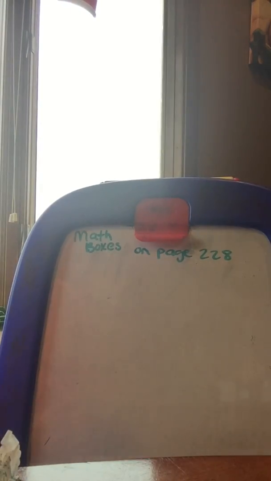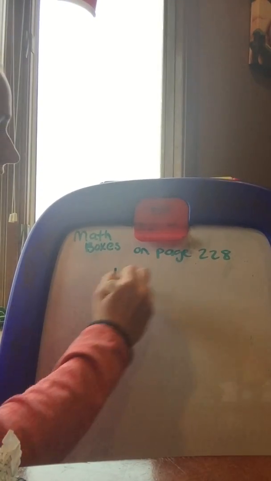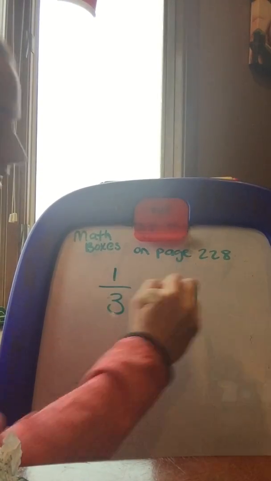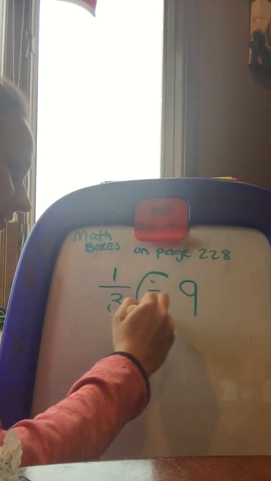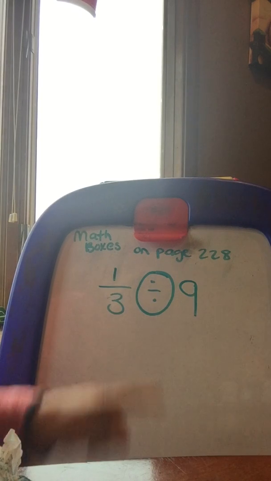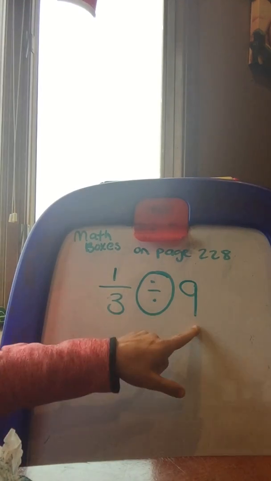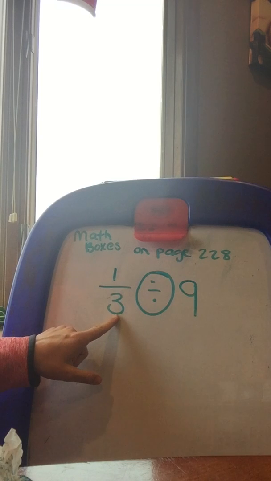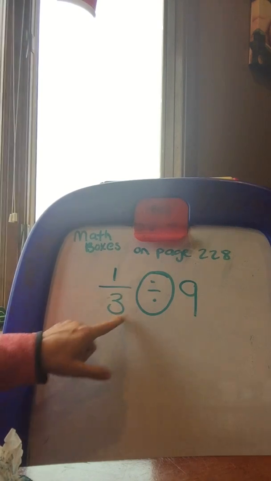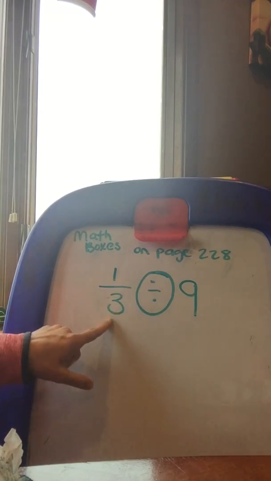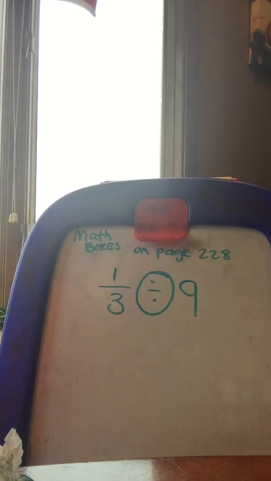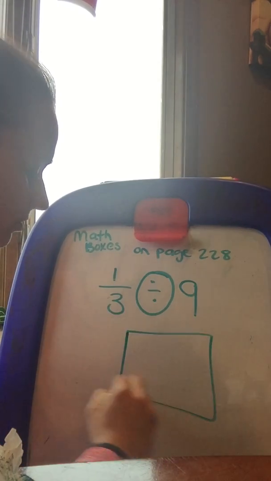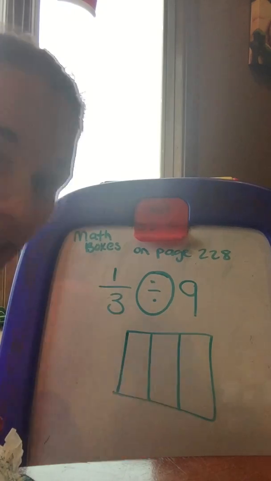So we have 1/3 divided by 9. A lot of you are still getting confused with these problems. Remember, if you have dividing and you are doing either a fraction or a whole number, whatever you start with is what you're going to end up with when you are dividing. Okay, so if I start with a fraction, I'm going to end with a fraction.